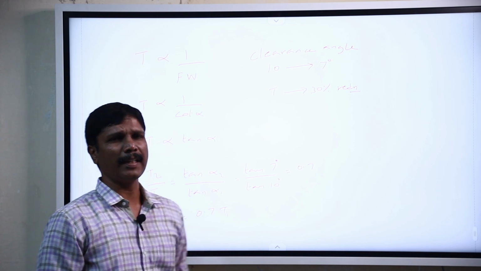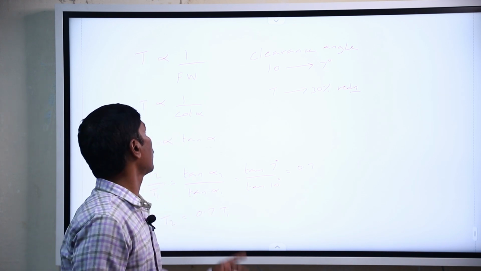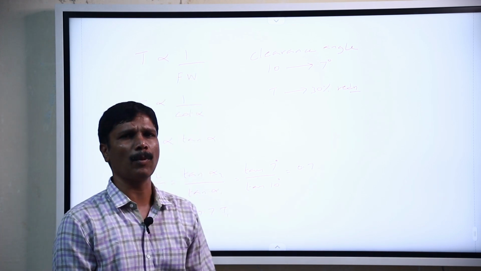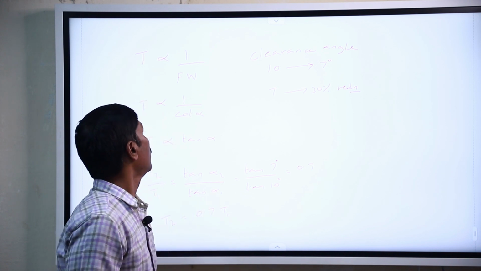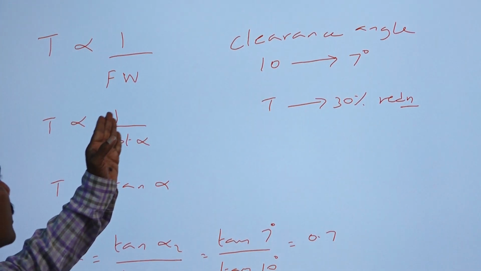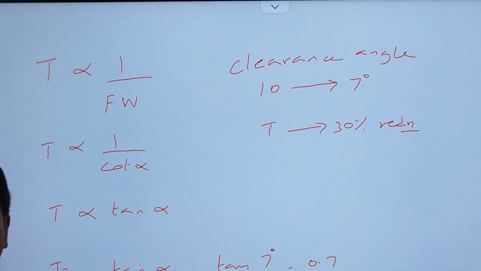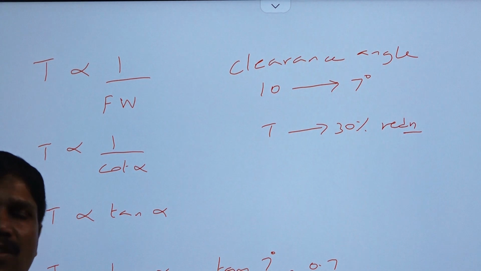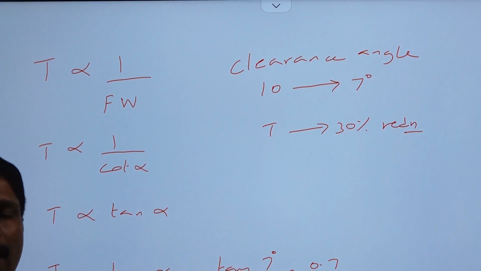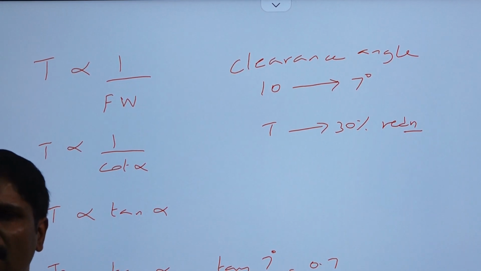This is the relation between the tool life and flank wear. Tool life is always inversely proportional to the flank wear. And this flank wear is directly proportional to cot alpha, where alpha is the clearance angle. In this problem, we are reducing the clearance from 10 degree to 7 degree. What happens? When you reduce the clearance, remember that tool life will decrease.